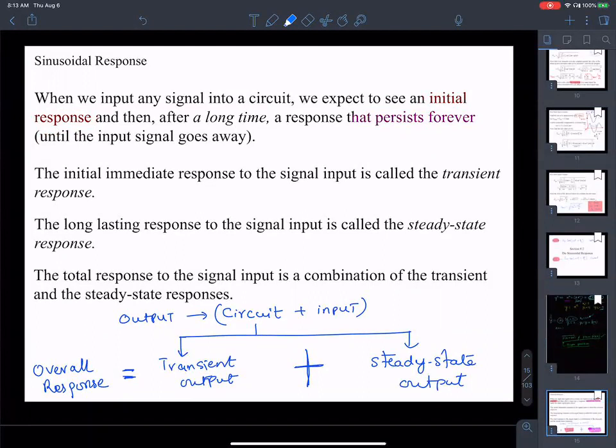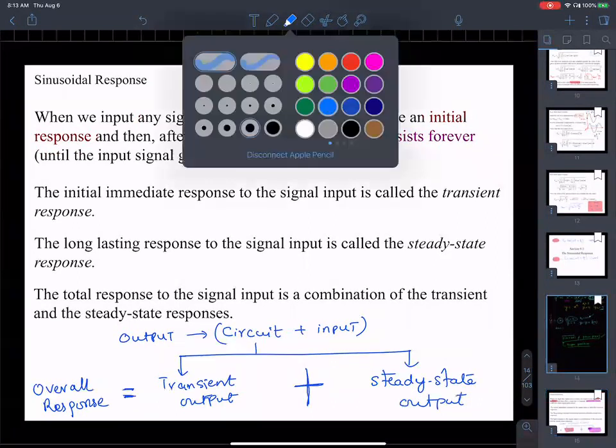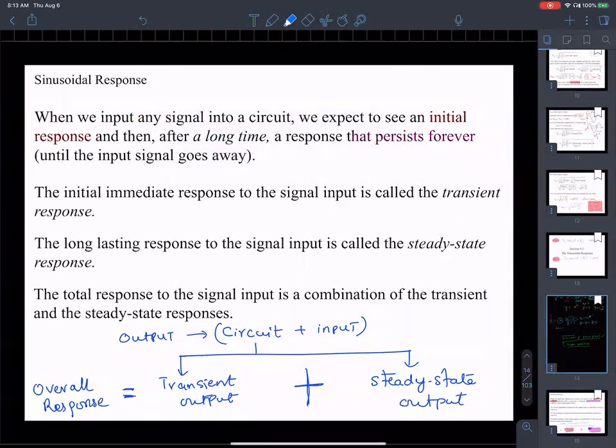Then I mentioned that when you apply a sinusoidal input to any circuit, its response has two components. Its response has a transient component and it has a steady state component. And I mentioned that in this chapter, we'll be talking about steady state response.